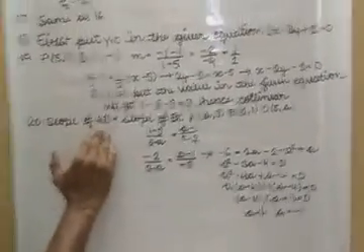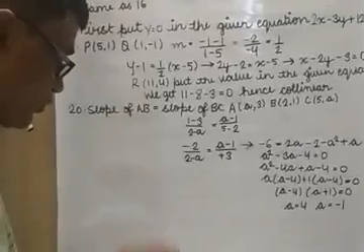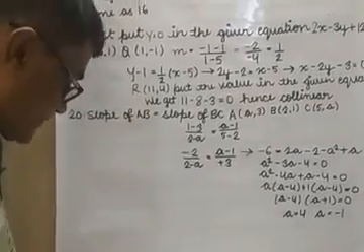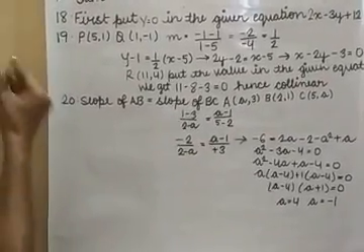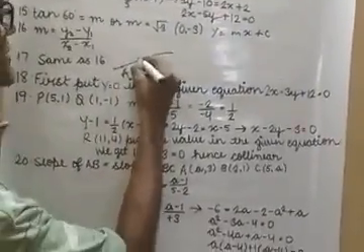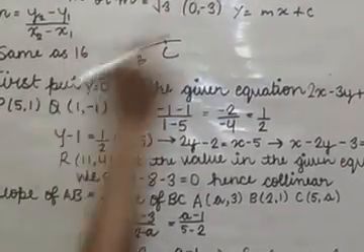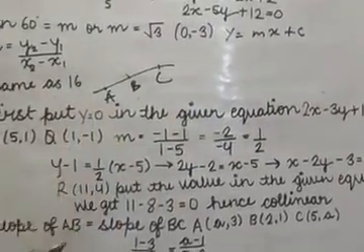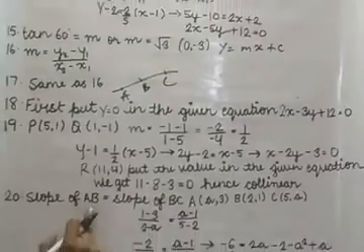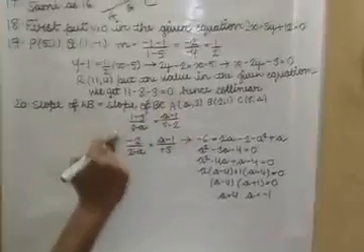Slope of AB. It is given: find the value of A for which the following points A, B, C are collinear. Collinear points, which are collinear points? Say this is a line. This is point A, this is point B, and this is point C. 3 points are there. If you calculate the slope of AB, that will be equal to the slope of BC because slope is the same. So what I have done, I have calculated the slope of AB like this, and I have calculated the slope of BC.